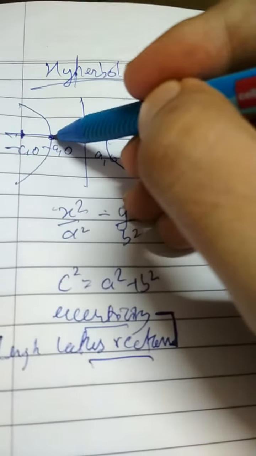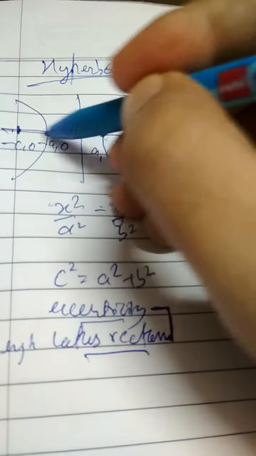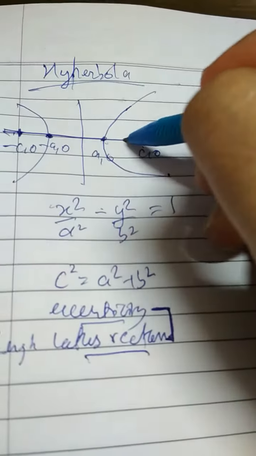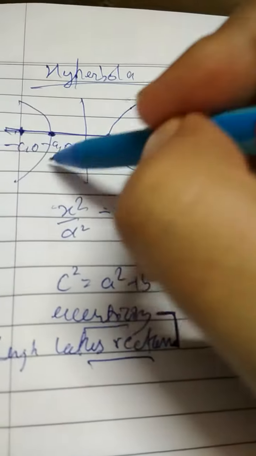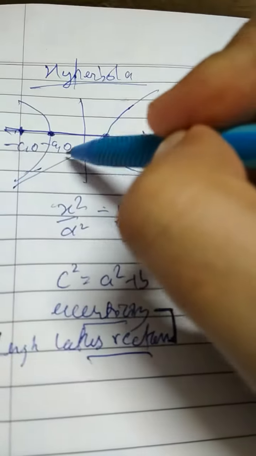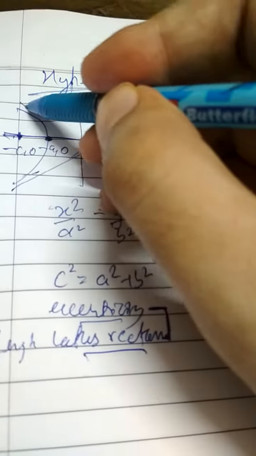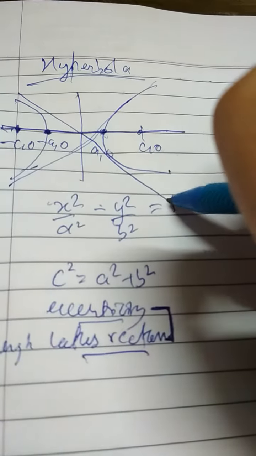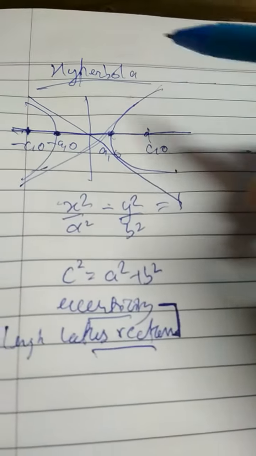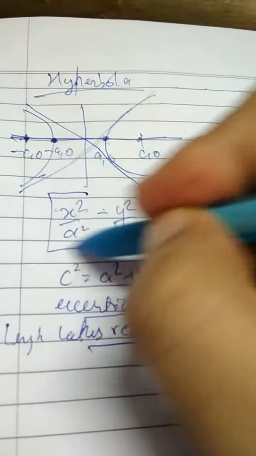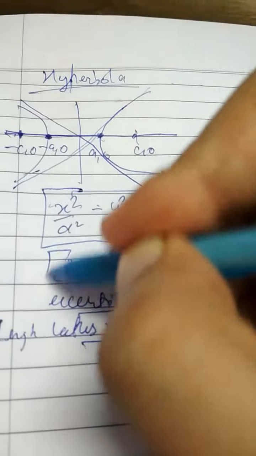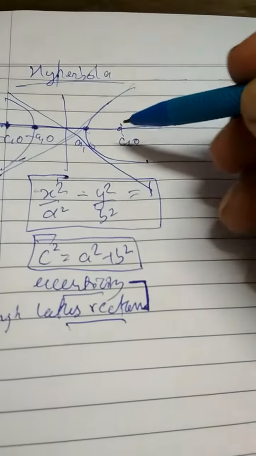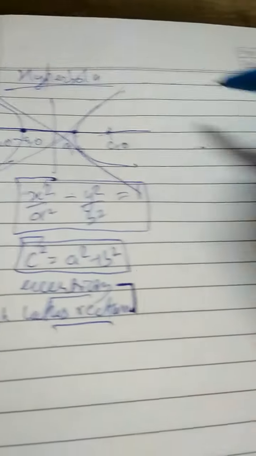This is the vertex of the hyperbola. These two are vertices. This is the focus, and this is the axis. These are the two tangents and the hyperbola. Just remember this equation and this equation, and you will be able to solve all the questions. Now this is for the hyperbola with axis on the x-axis.